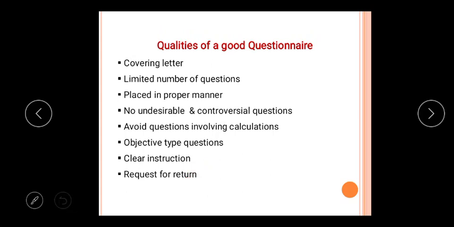So, dear students, these are some of the qualities of a good questionnaire. Before drafting a questionnaire, the researcher or investigator should keep these points or qualities in mind.